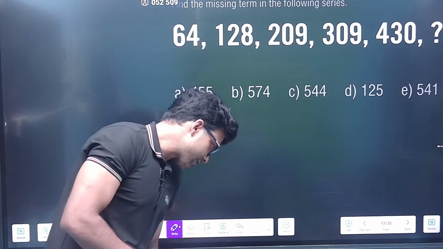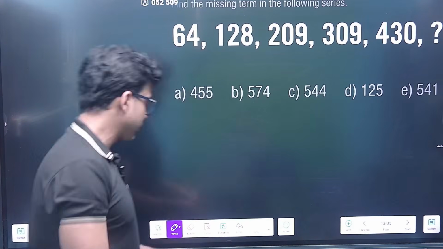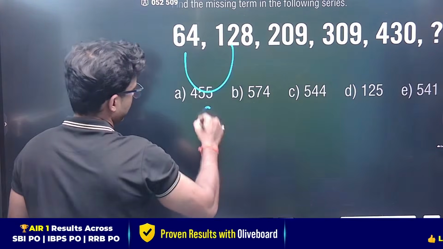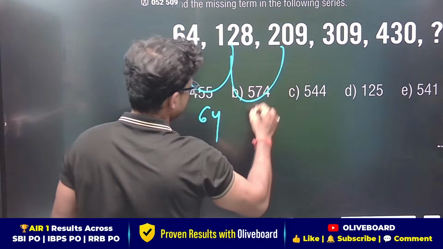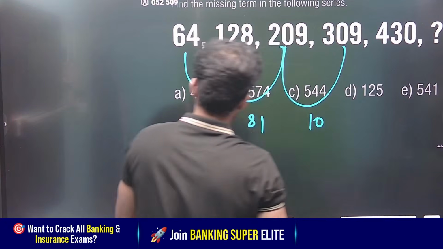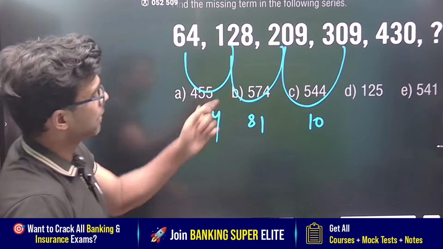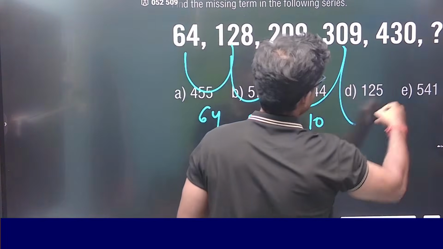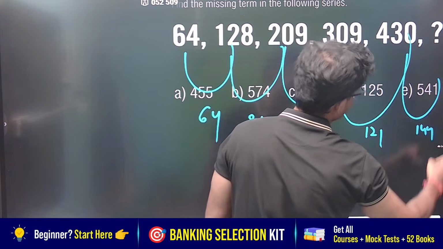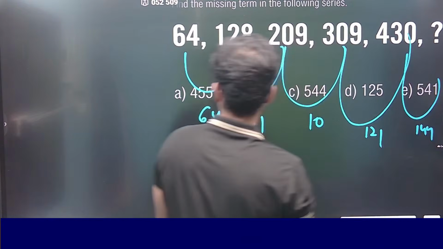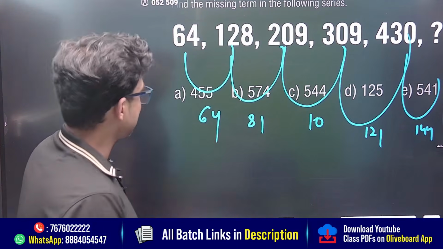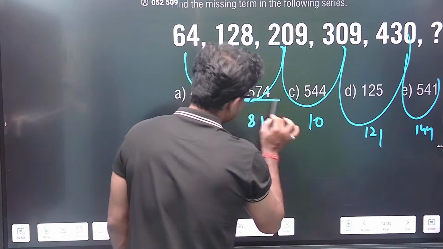It's 574. Okay, 574. Guys, one thing, this is 64, this is 81, this is 100. Then we have 10, and the others would be 11, which is 121, and 12, which is 144. At the last we have 4, 7, and 7 would also be there. So the answer is 574. Am I right?